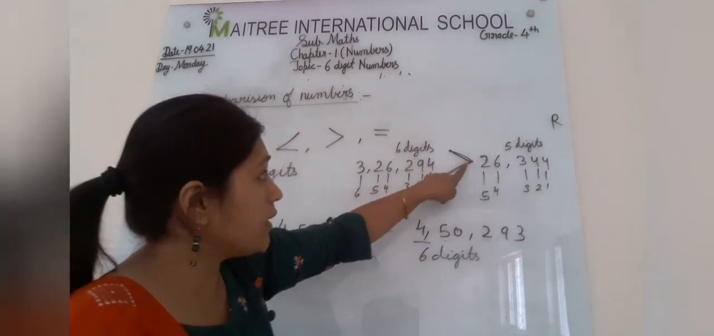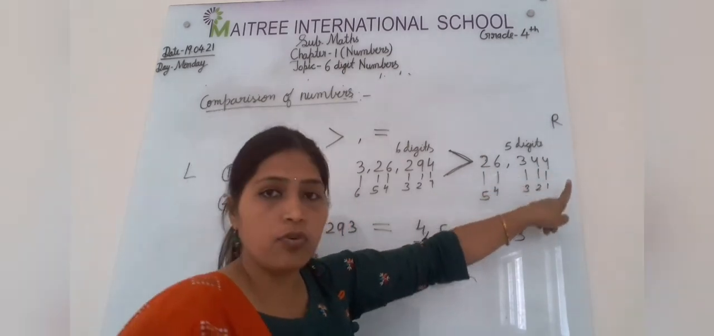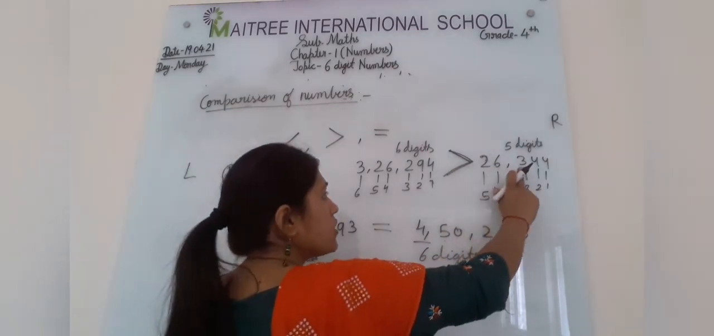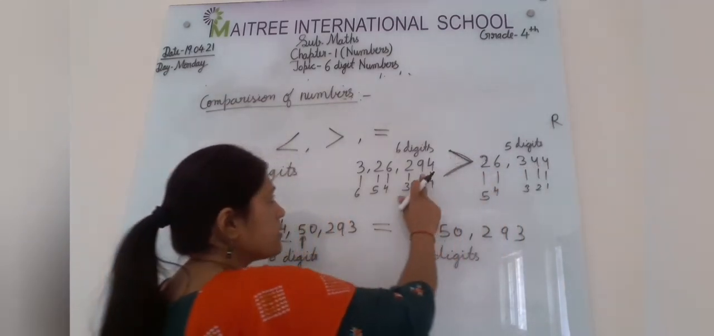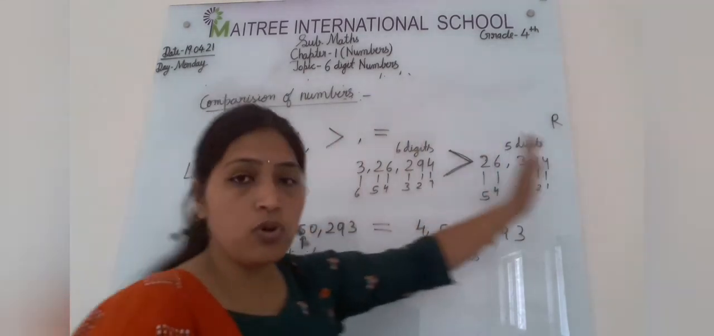3,26,294 is greater than 26,344. Okay, this is the right way. You will not say that 26,344 is less than this number. This is the wrong way. Always read from left to right.